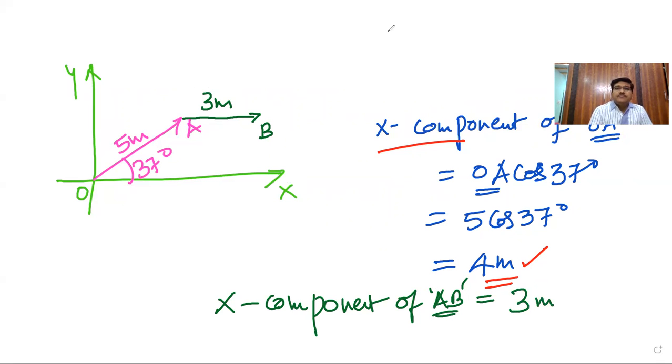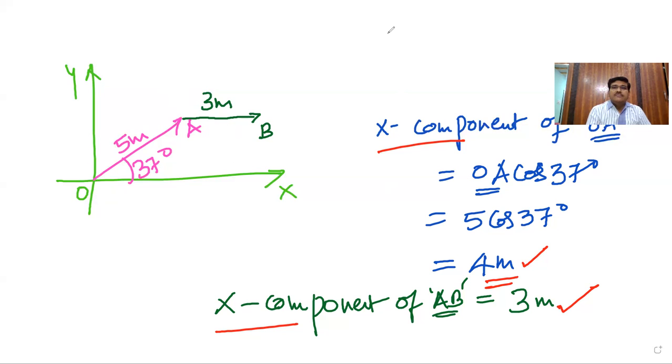Now the clarity. This is the x component of AB. And what is the y component? The y component automatically becomes 0 for AB. OA will have a y component, but AB will have 0 y component, since the entire AB is showing only along the x direction.